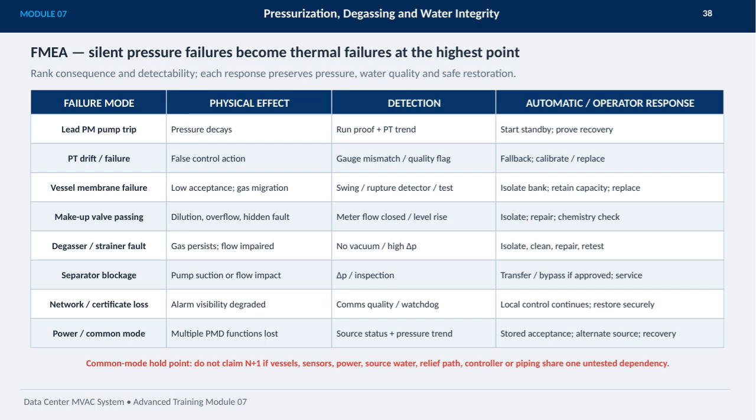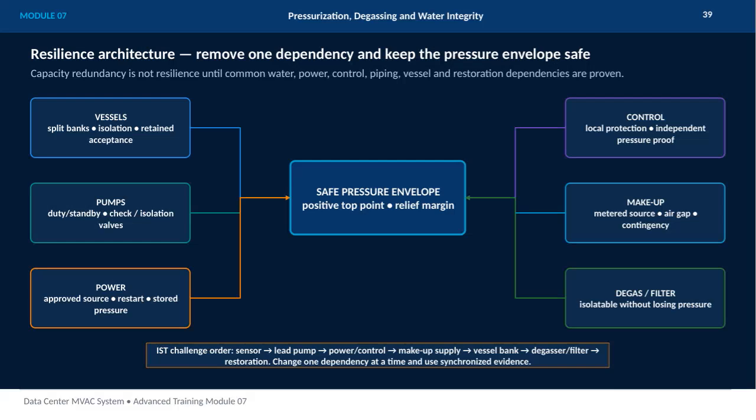Lastly, note the common mode hold point warning. Never claim N+1 redundancy if there's a shared untested dependency among vessels, sensors, power, or other critical components. This ensures we don't overlook systemic vulnerabilities that could lead to failure.